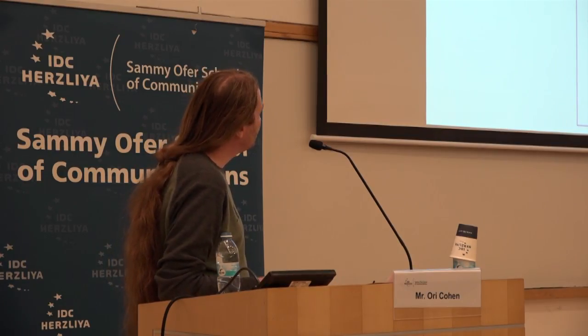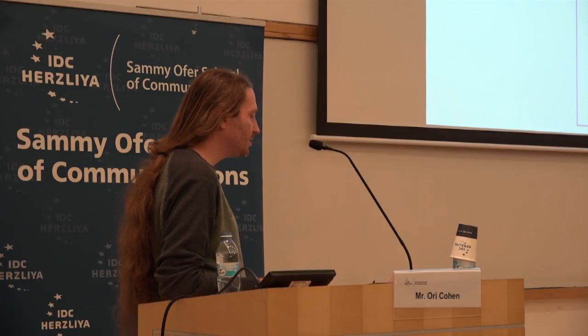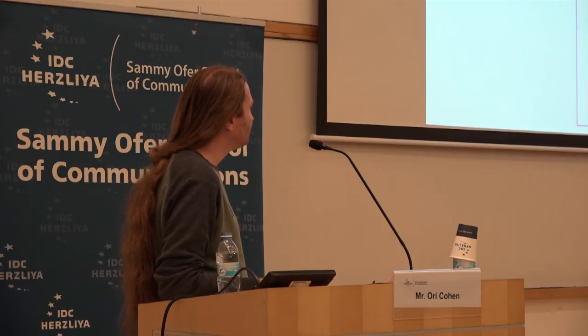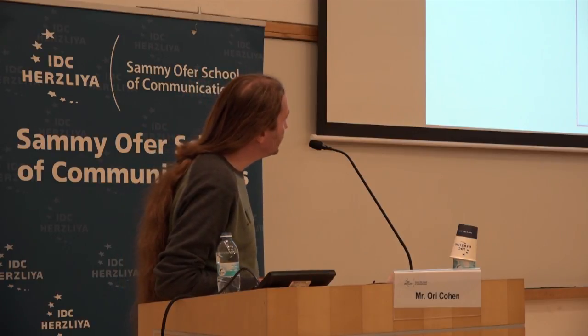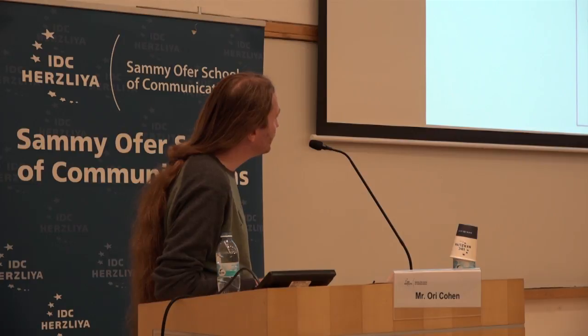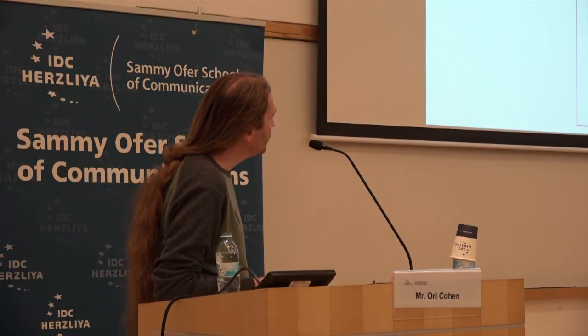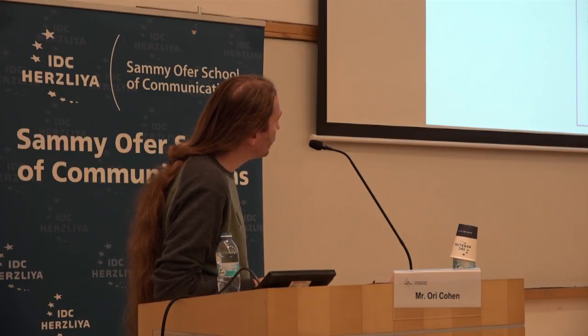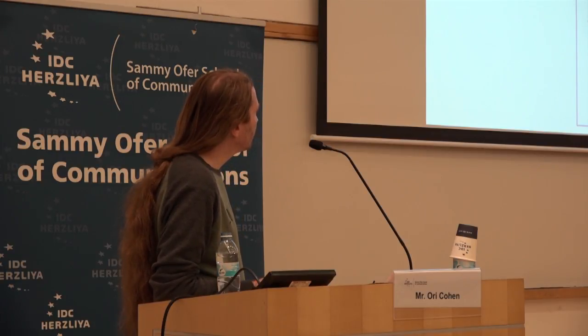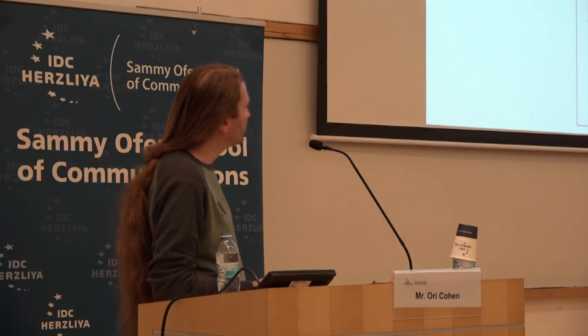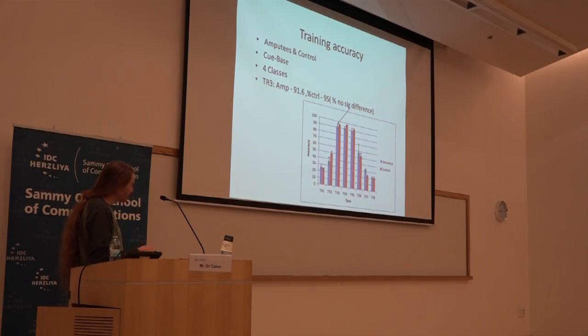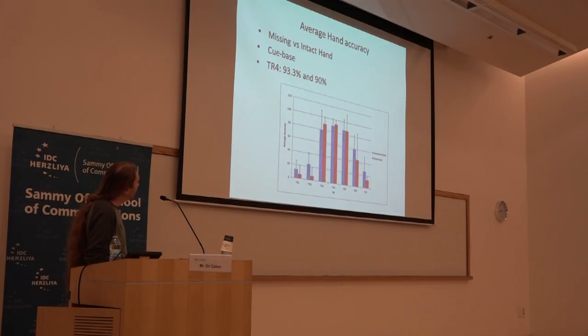So we want to see how well our subjects perform. Here we see in the blue the classification accuracy 6 seconds after a cue for the amputees and the control group. And this is based on the simple protocol. And we can see that the accuracy is above 90%, and the statistical deviation is very small, and there is actually no statistical significance between the accuracies.